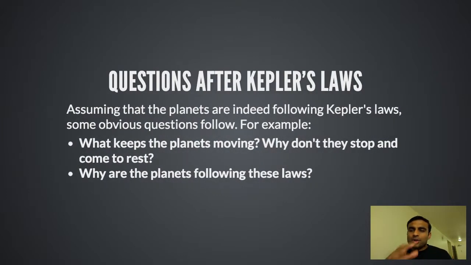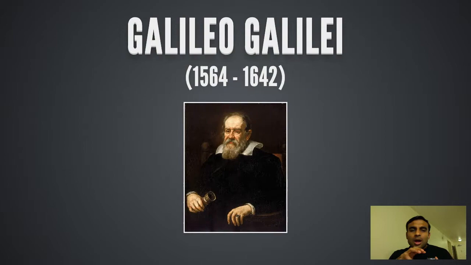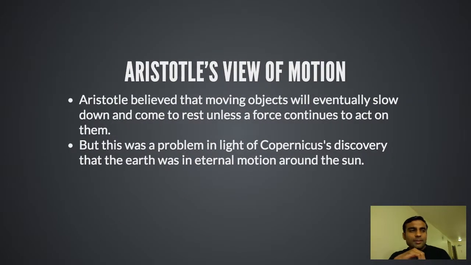So let's talk about Kepler's laws. There are questions that immediately follow after you assume that Kepler's laws are correct. For example, one of the questions that pops up is, what keeps the planets moving? Why don't they eventually come to rest? Second, why are planets following these laws in the first place? Now, Galileo was born in 1564 and he made huge advancements in many things, one of which was that he built a telescope and looked at the moons of Jupiter.